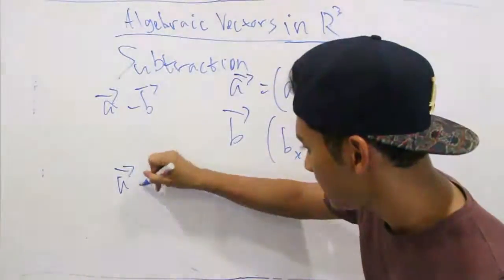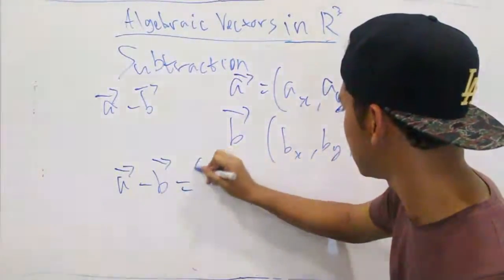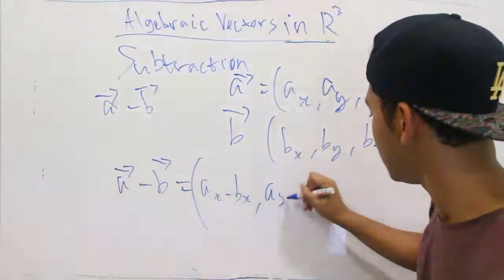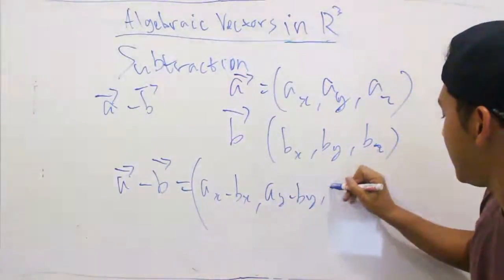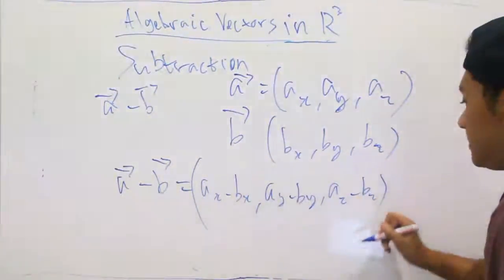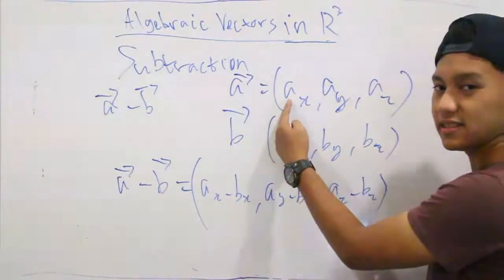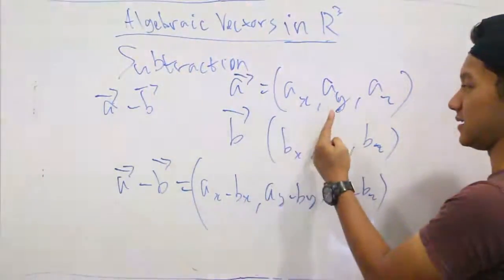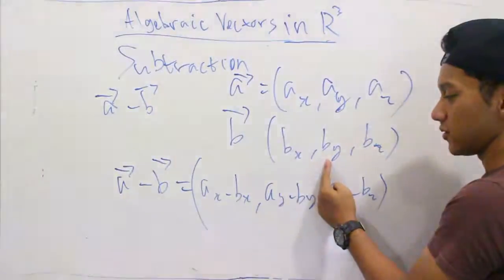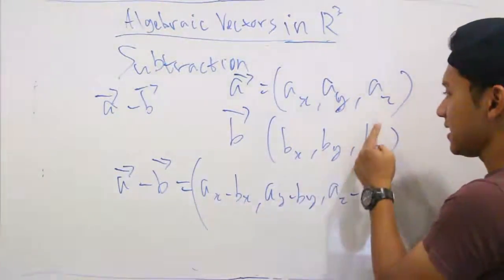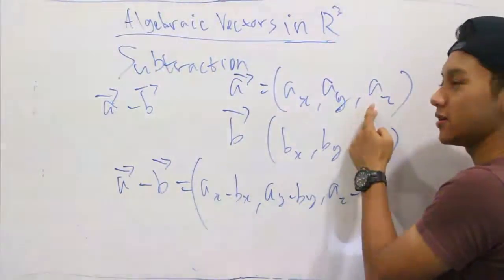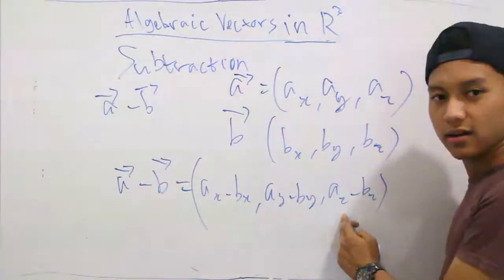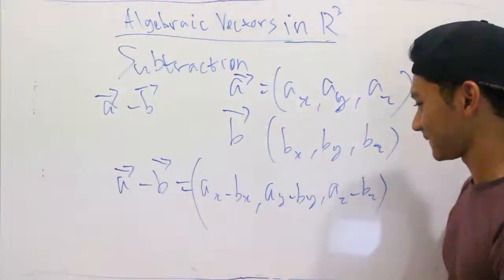So vector A minus vector B is equal to AX minus BX, AY minus BY, and AZ minus BZ. This basically means the AX coordinate minus the BX coordinate to find the new X coordinate, the Y coordinate of A minus the Y coordinate of B to find the new Y coordinate, and the Z coordinate of A minus the Z coordinate of B to find the new Z coordinate.